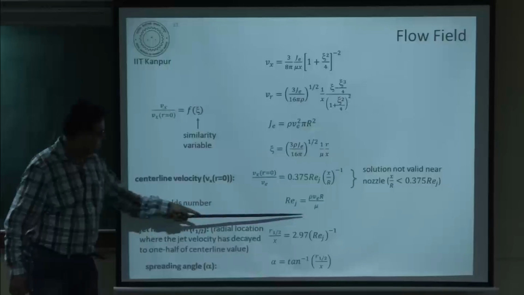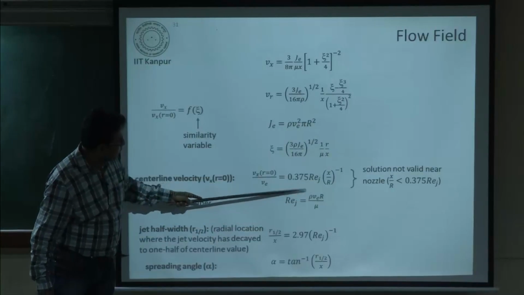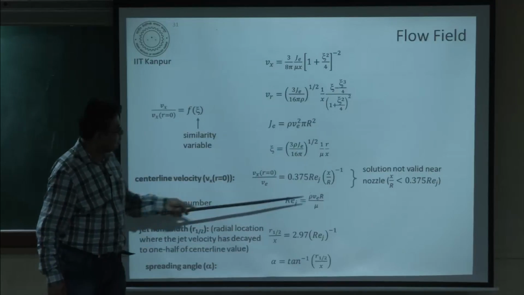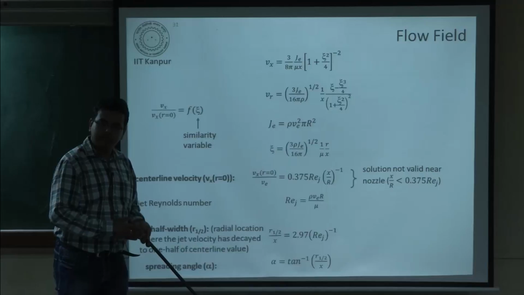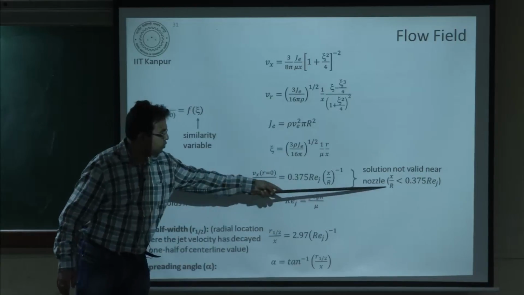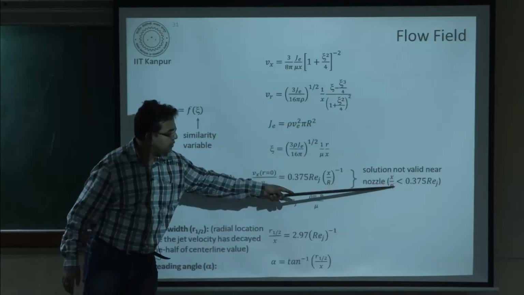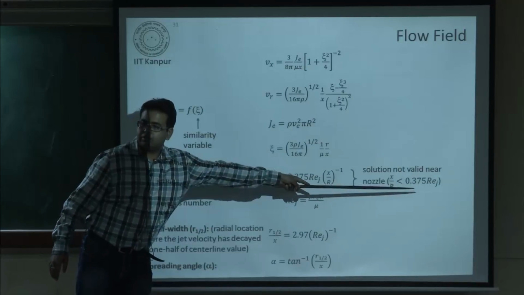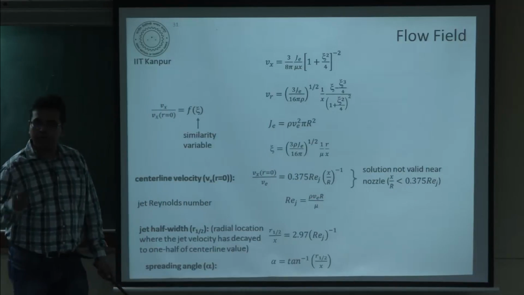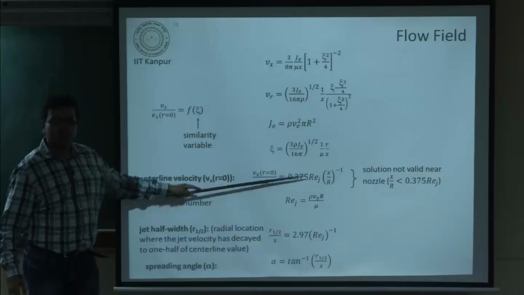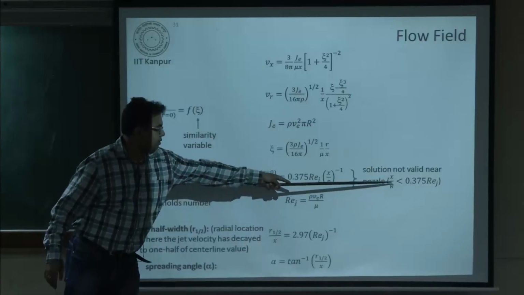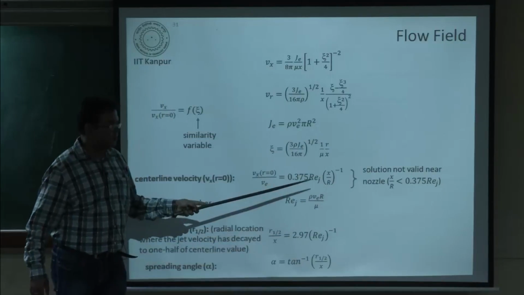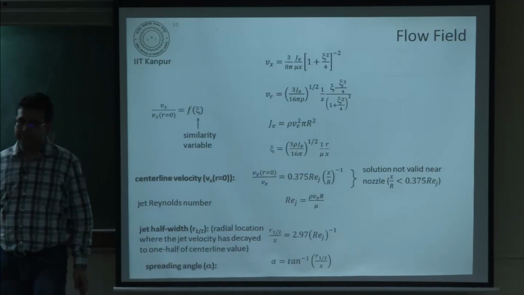Okay. Otherwise everything is same. So what is important is that this solution is only valid not very near to the jet exit. If you are very close to the jet exit, if your x is less than this times r, then your solution is not valid. You can just put these numbers, x by r equal to this here, and you will see that it is not valid.